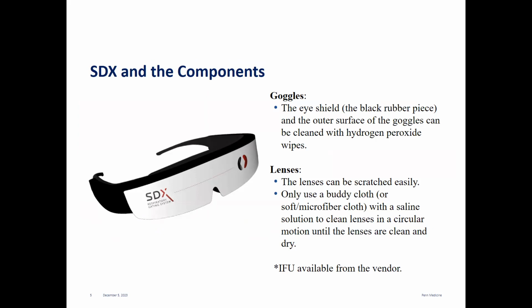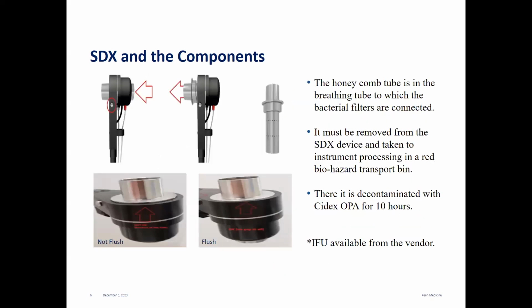At Penn Medicine, we clean the outer surface of the goggles with hydrogen peroxide wipes. But you have to use caution when wiping the lenses of the goggles. The lenses of the video goggles are covered by plastic and can be easily scratched if wiped with abrasive products. We use a buddy cloth or a soft microfiber cloth with a little bit of saline solution and wipe them in a slow circular motion until the lenses are clean. The IFU is available from the vendor. If you want to look at it, it's always updated.